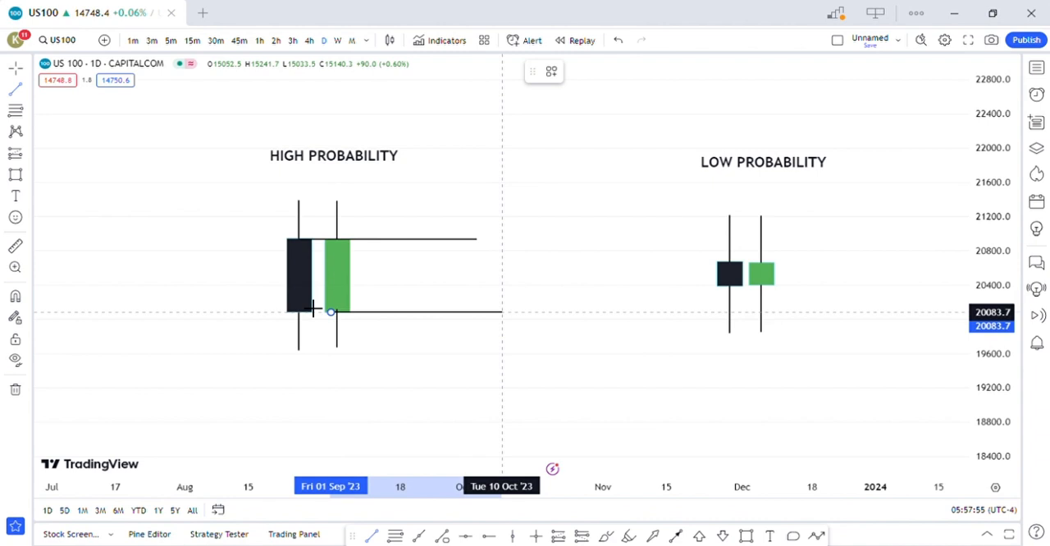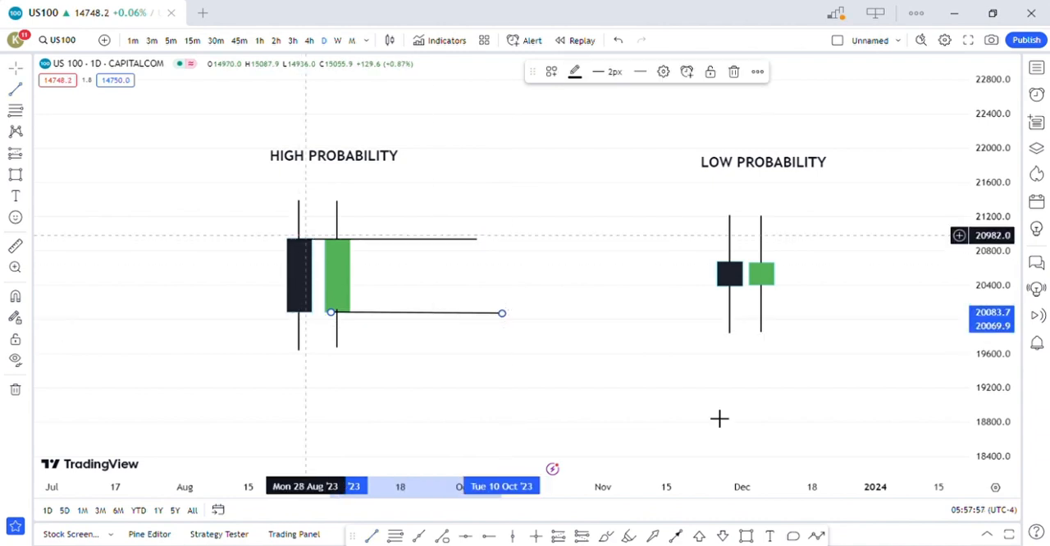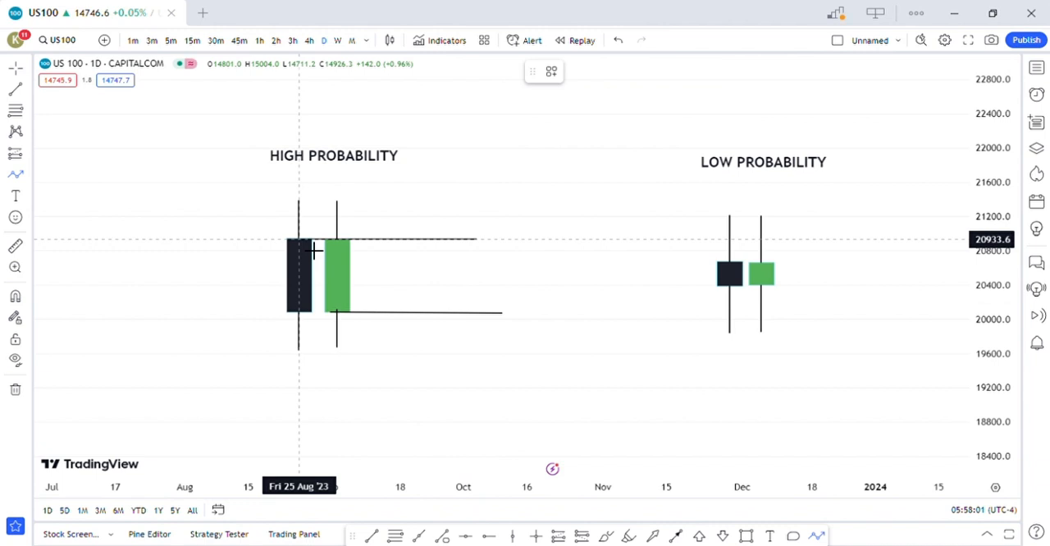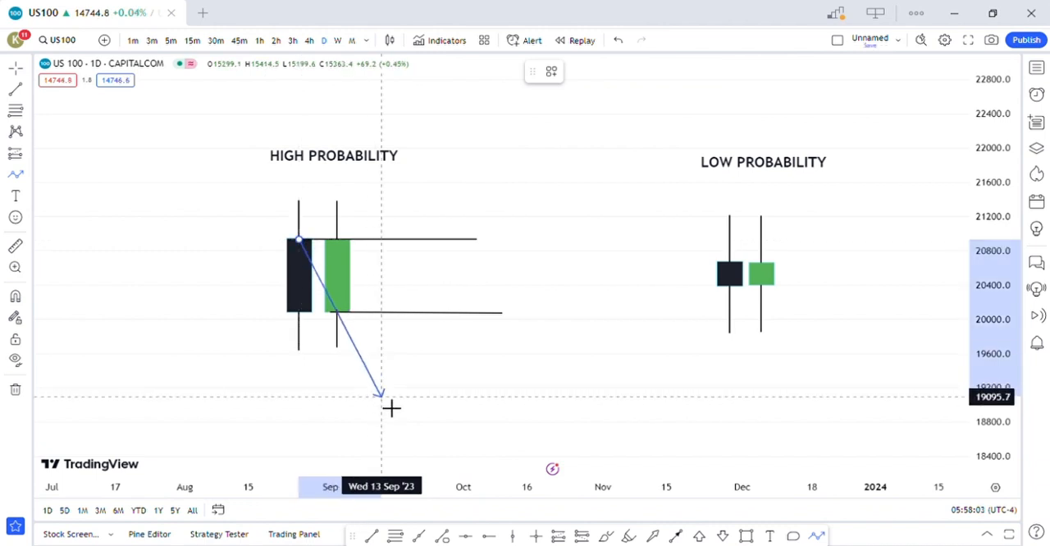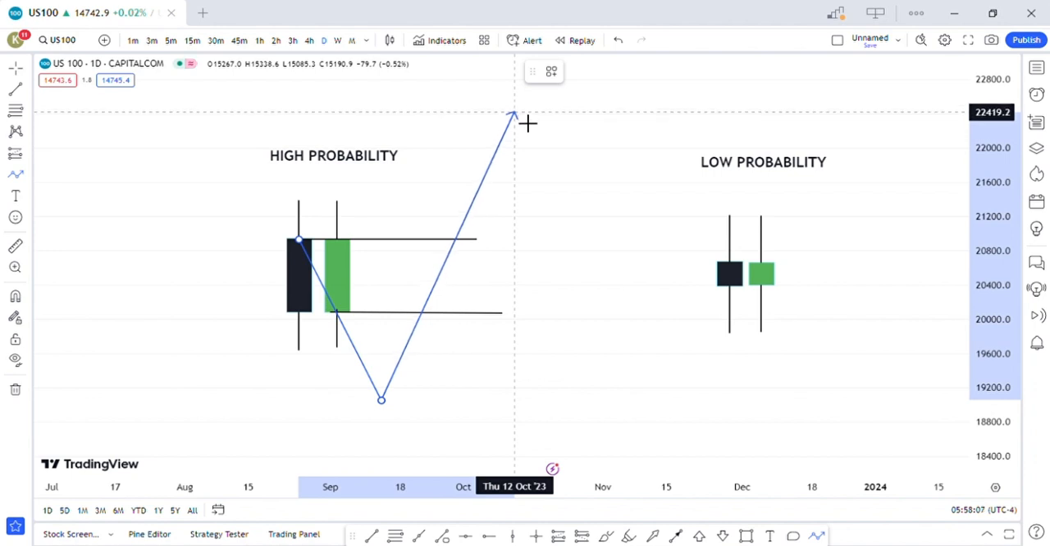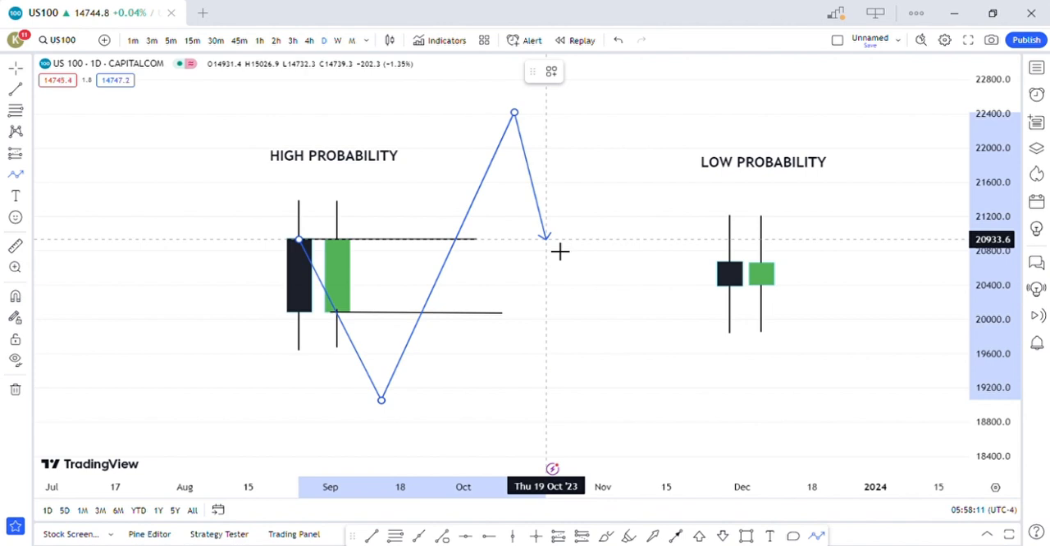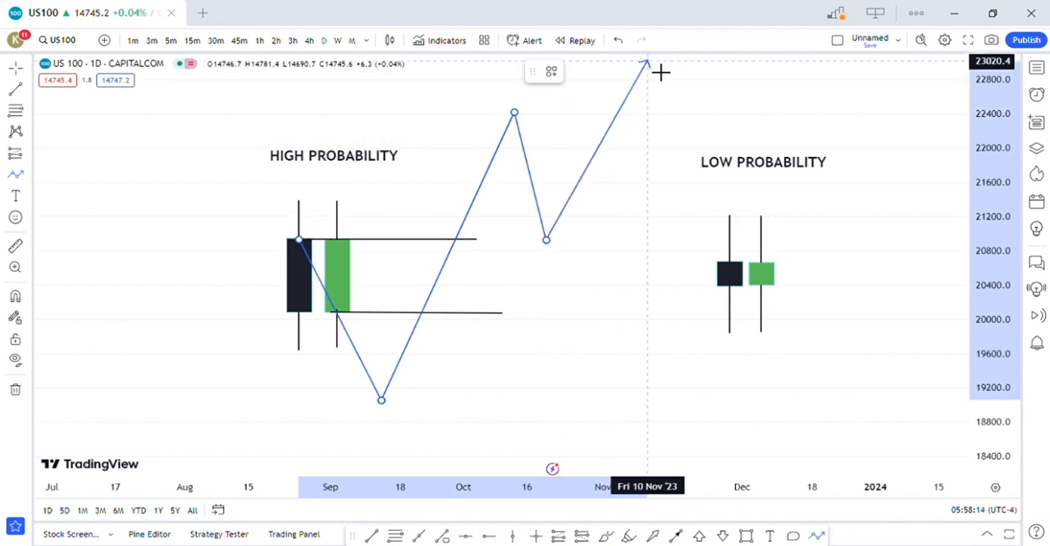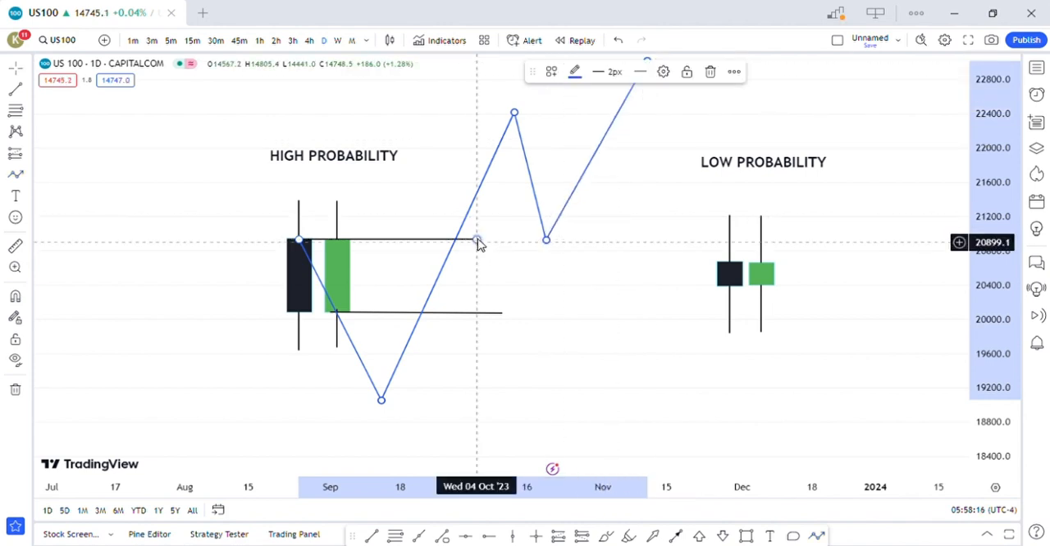So what I would like to see is the market from here breaking the low, then going up, breaking the high, then coming to retest this open here, coming to retest the open before flying in the opposite direction. This is what I like to see.